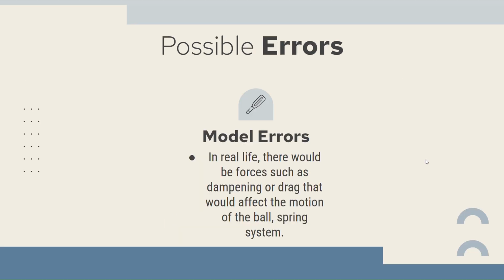Model errors. Well, because our model is based off of an ideal problem, there might not be any errors in our actual model. However, if we were to compare this to a real-life scenario, we would have to then include forces such as drag, air resistance, or dampening on the spring, because obviously there would be more forces acting on the ball in real life.